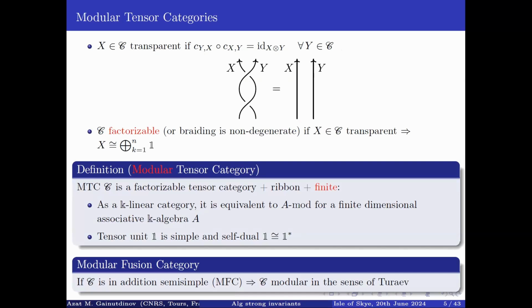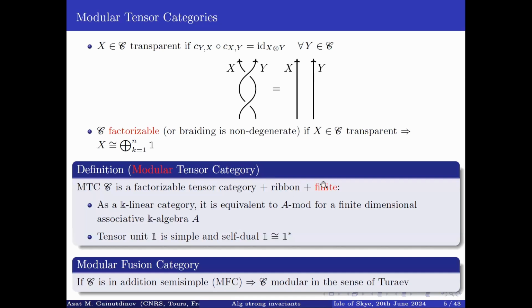And we say the braided category is factorizable, or we say the braiding is non-degenerate, if the only transparent objects are the multiples of the unit. Okay. And this is the definition of modular tensor category we use. It's a factorizable tensor category, or with non-degenerate braiding, plus ribbon structure, plus it should be finite.